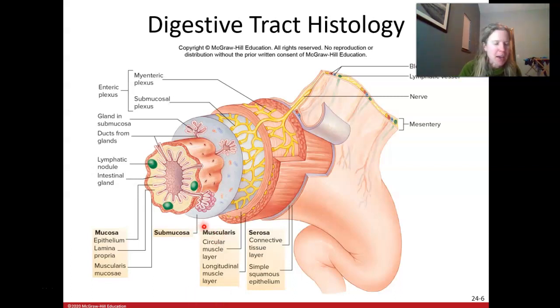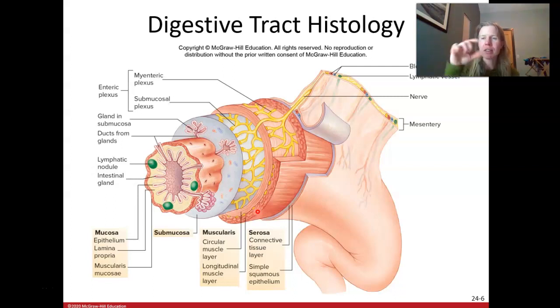Muscularis externa. So smooth muscle, right? Digestive tract should make you think smooth muscle. And in the digestive tract, it's going to be in multiple different layers. So they've done a nice job here of showing the inner layer is this circular layer, right? It's wrapping around the tube. And then the outer layer in muscularis externa is this longitudinal layer that runs the length of the tube.